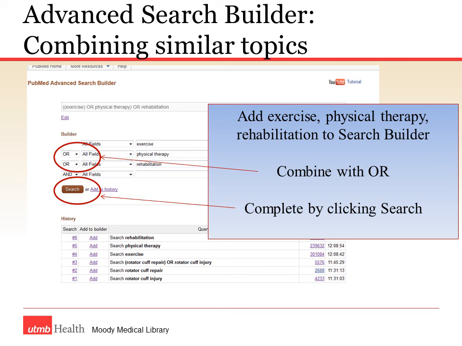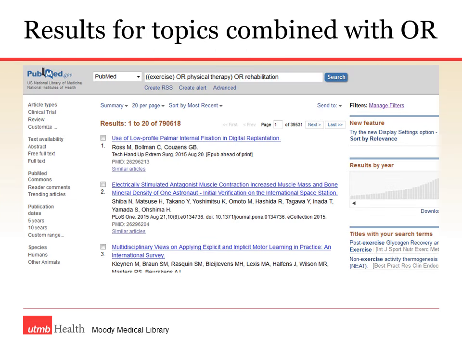Here's my full set of history. I click the add beside exercise. I click the add beside physical therapy. I click the add beside rehabilitation. Then I combine those with OR by clicking the down arrow to the left of all fields. Once I've done that, I'm ready to click the search button to run that search in PubMed.